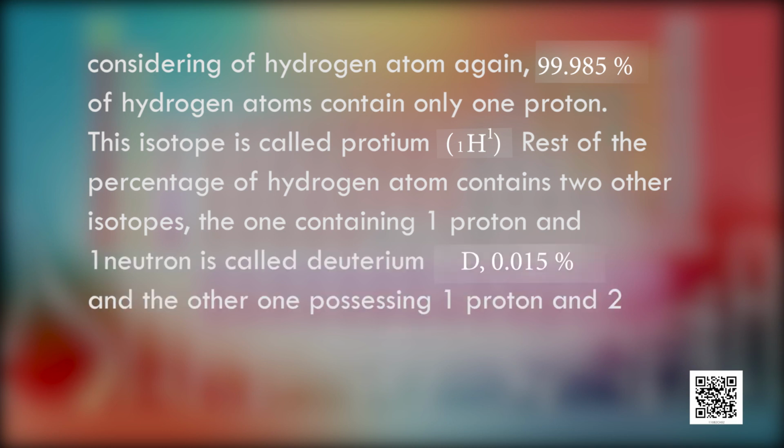The rest of the percentage of hydrogen atoms contain two other isotopes. The one containing one proton and one neutron is called deuterium, that is 2D1, and its percentage is 0.015%, and the other one possessing one proton and two neutrons is called tritium, 3T1. The third isotope of hydrogen is found in trace amounts on the earth. So, have a look on the screen. The three isotopes of hydrogen, 1H1, 2D1 and 3T1 are there on the earth, but their percentages are different.